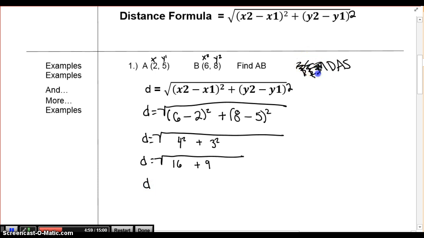Don't really have any multiplication here. Don't really have any division. So that's now leading us to our addition subtraction part. Now I can finally add 16 plus 9, giving me 25.